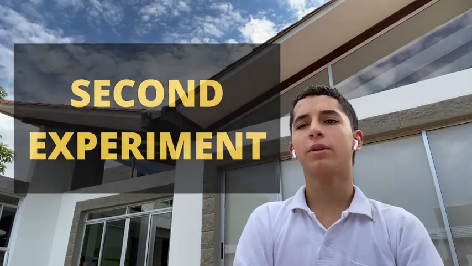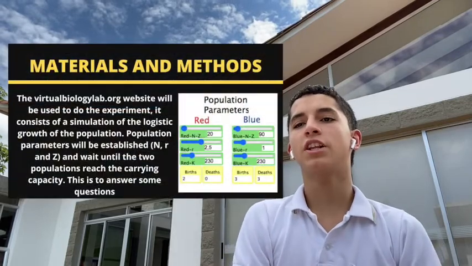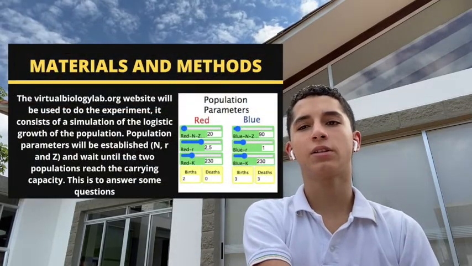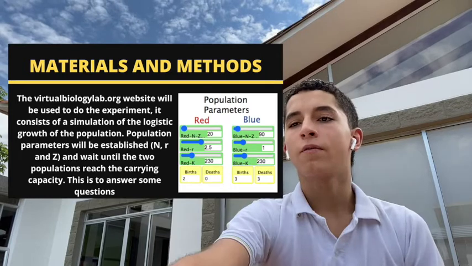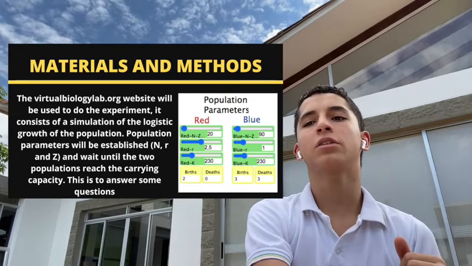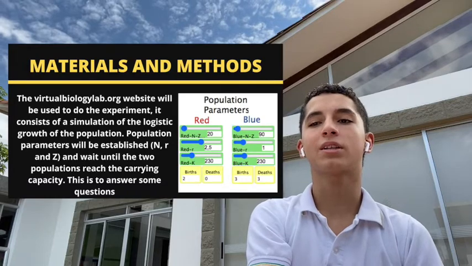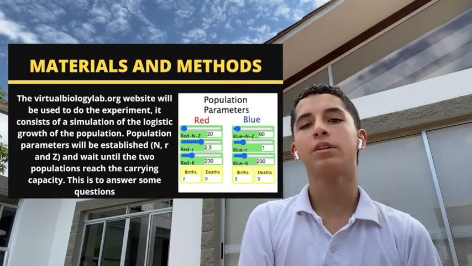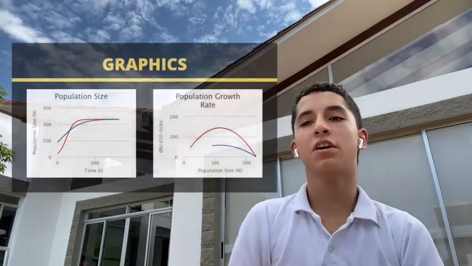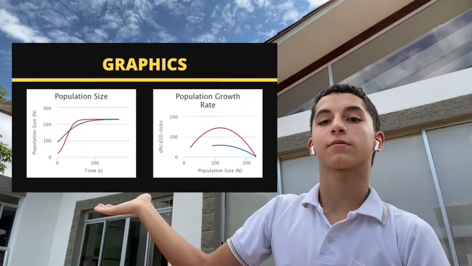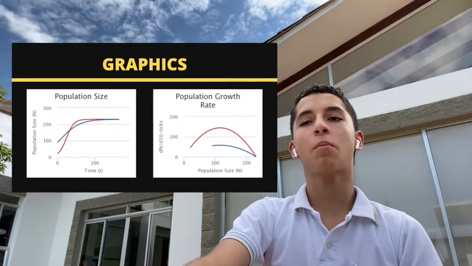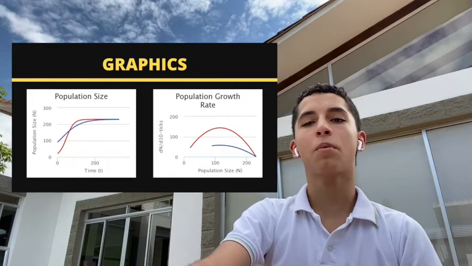In the second experiment, we use the Virtual Biology Lab website as our materials. This is to simulate logistic growth. First of all, we establish the parameters like the initial population, the growth rate, and the carrying capacity. Then, we ran the experiment until the graphs were finished. These are the graphs. The first one is the population size, and the second one is the population growth rate.